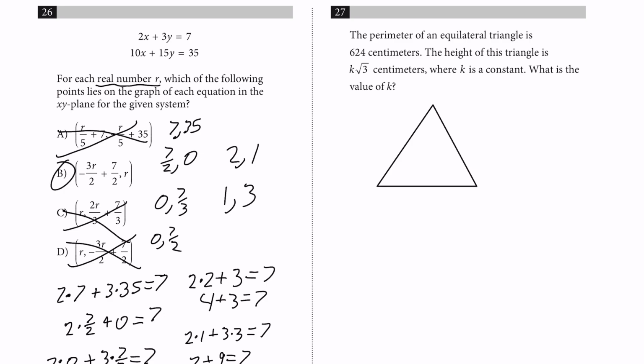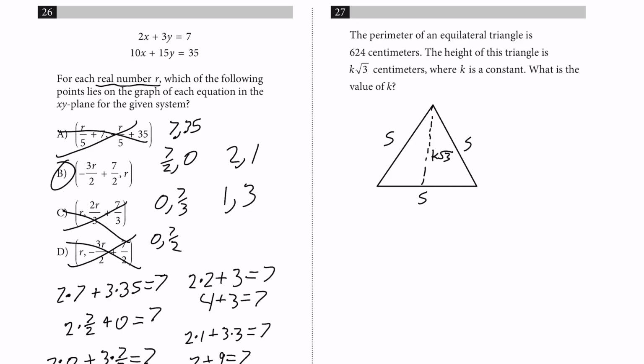We know that it's an equilateral triangle, so we know that the sides, we'll say S, S, and S, are all the same length. We know that the height is k root 3 centimeters. We know that the perimeter is 624 centimeters. So what else do we know about the triangle?